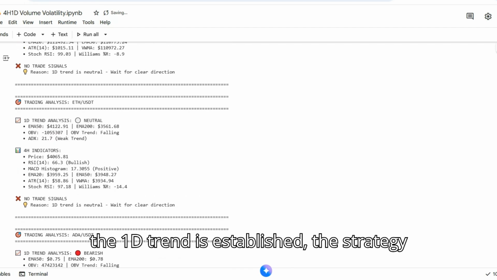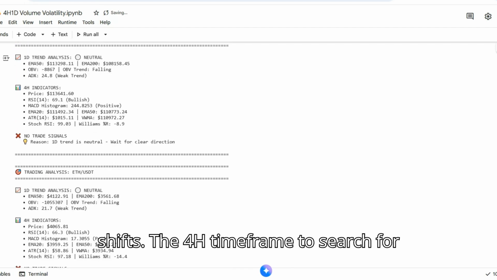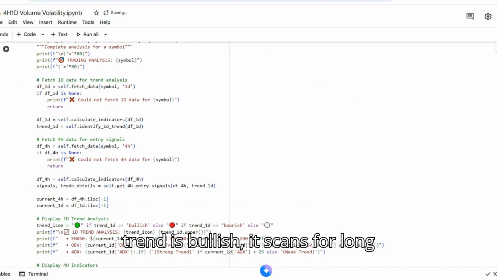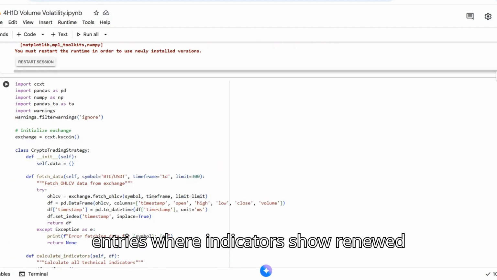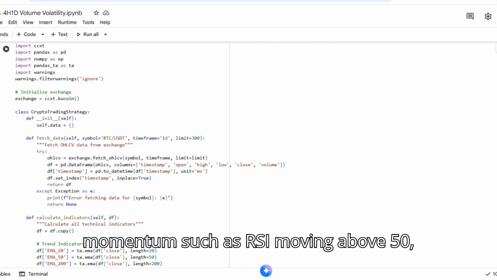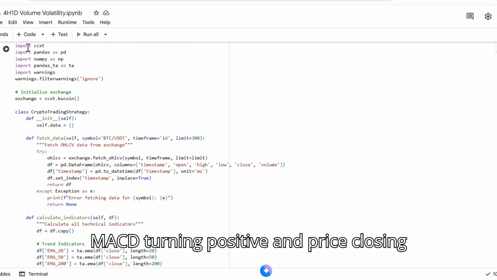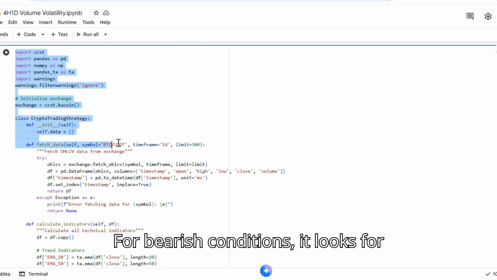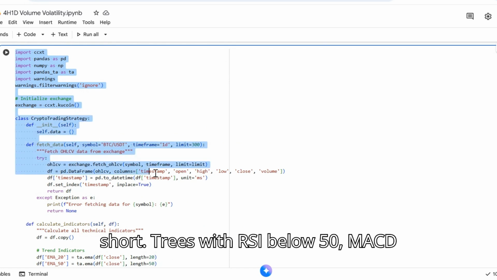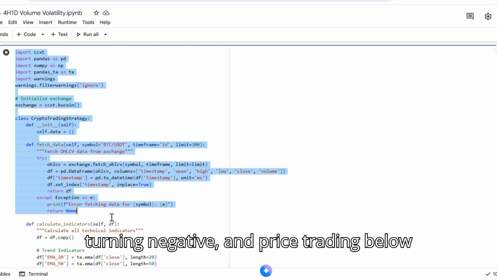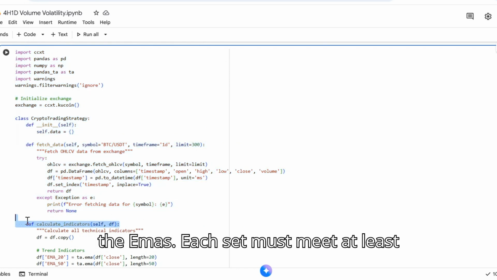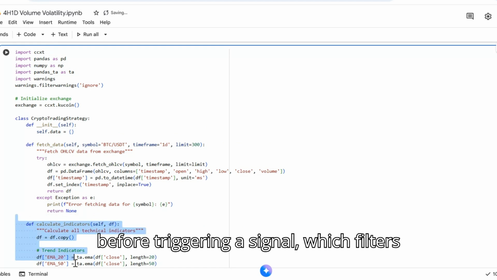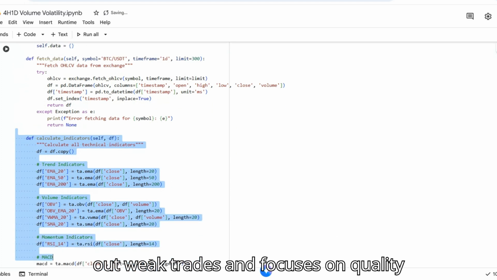Once the 1D trend is established, the strategy shifts to the 4H timeframe to search for precise entry opportunities. If the daily trend is bullish, it scans for long entries where indicators show renewed momentum, such as RSI moving above 50, MACD turning positive, and price closing above short-term EMAs, 20 and 50. For bearish conditions, it looks for short entries with RSI below 50, MACD turning negative, and price trading below the EMAs. Each setup must meet at least 6 out of 8 key technical conditions before triggering a signal, which filters out weak trades and focuses on quality setups.